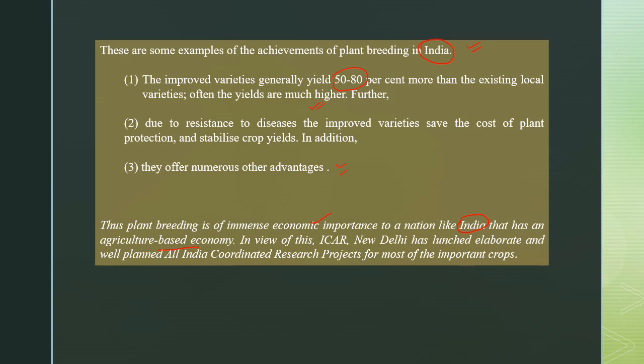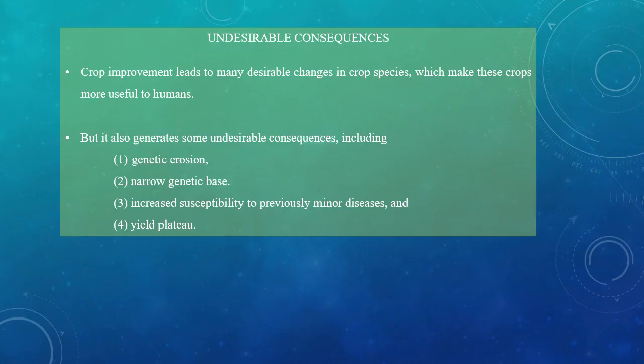Till now, we have seen some good signs, some good things about plant breeding, in which they are contributing. But there is always a bad side. That means there are some undesirable consequences of plant breeding too, which we have to face in our upcoming days.